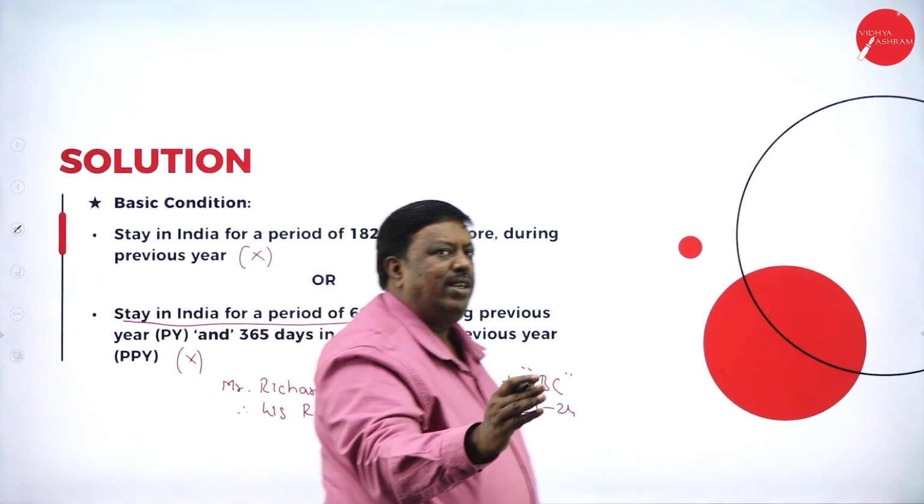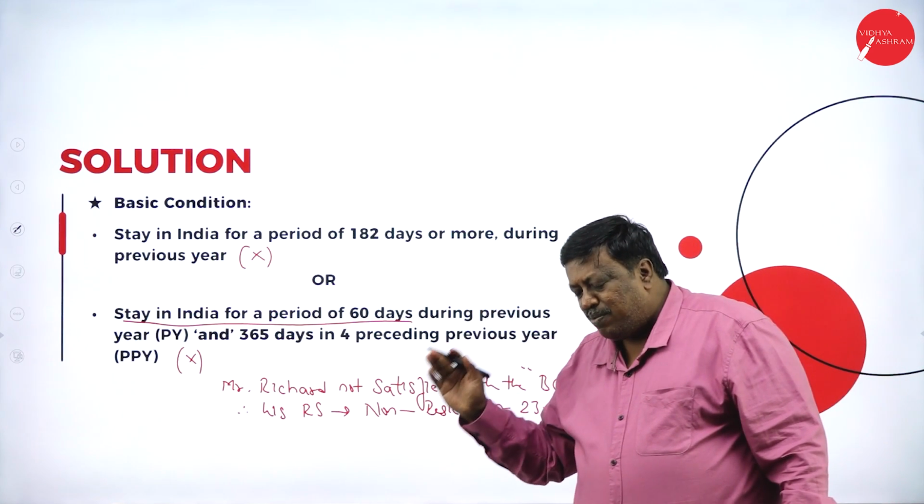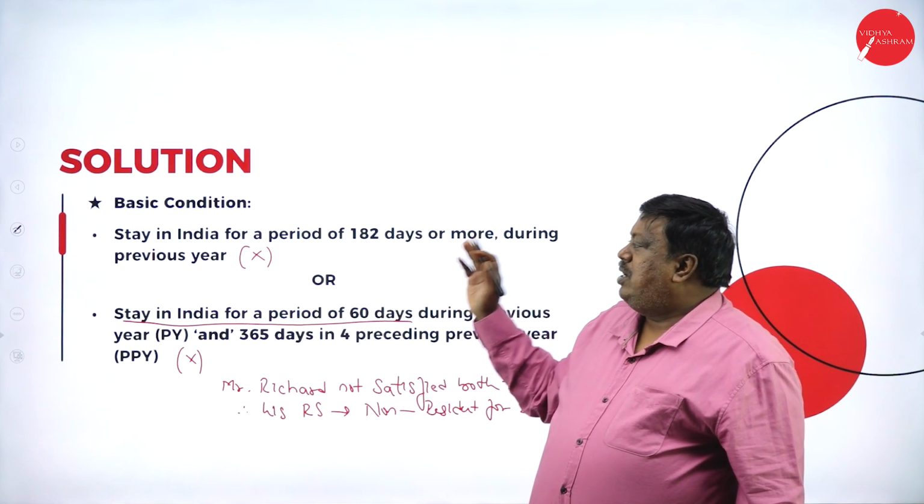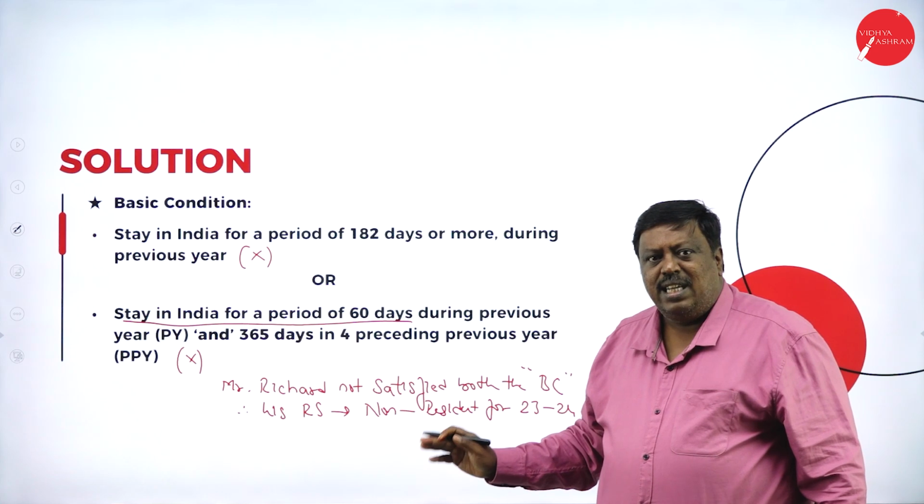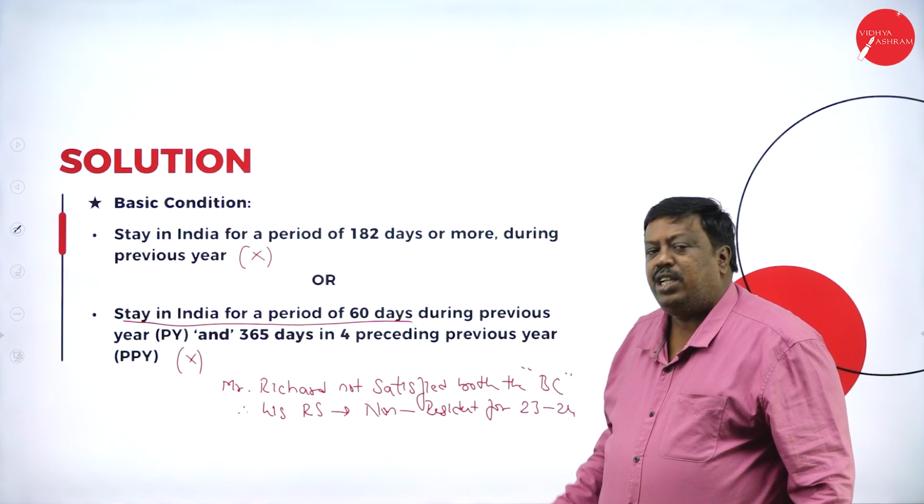I've stayed only for 42 days, so I couldn't satisfy my first basic condition as well as my second basic condition. So totally, when I couldn't satisfy both the basic conditions, as per Income Tax Act of 1961, it says that I'm a non-resident for 2023-24.